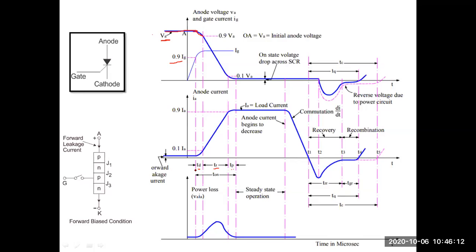In terms of gate current, I'm expressing the delay time. The time taken for the gate current to reach from 0 to 0.9 Ig, that means 0 to 90%. So the time taken for the gate current to reach 90% of the gate current.